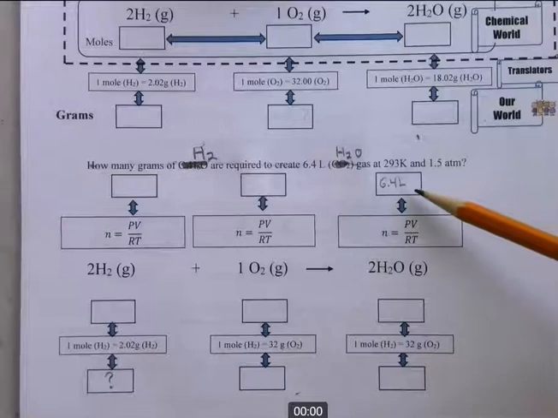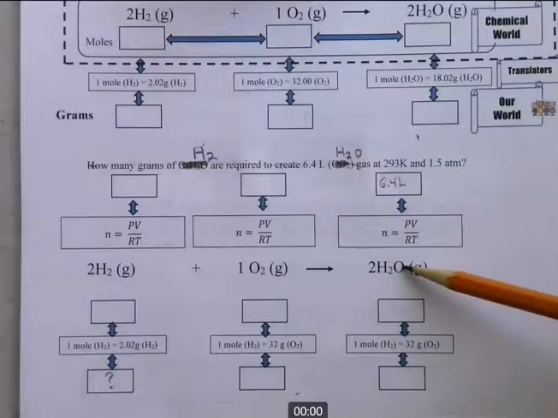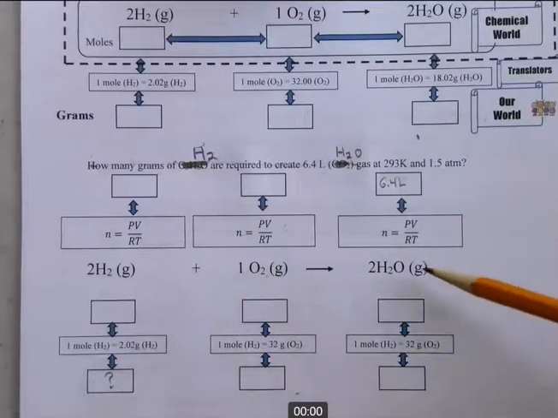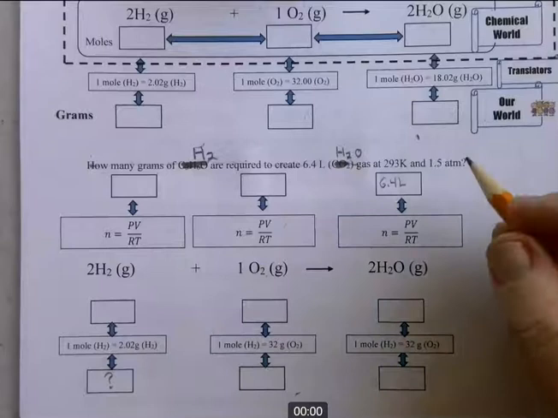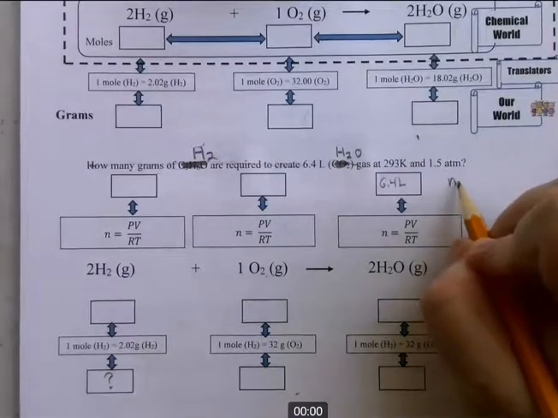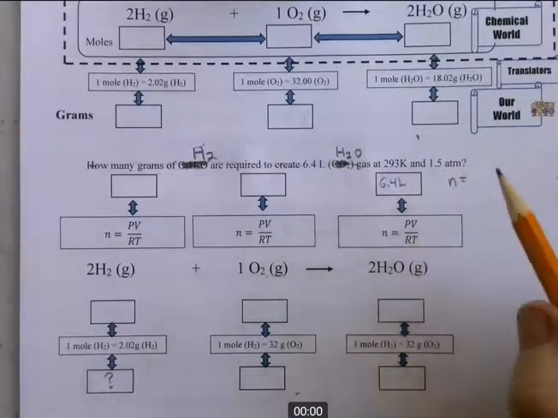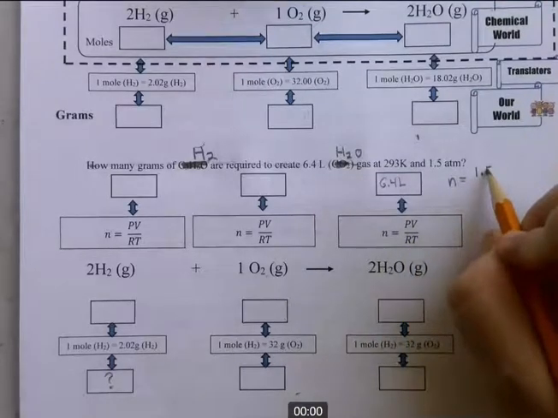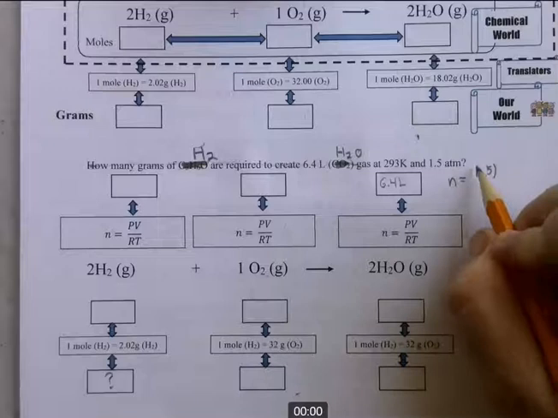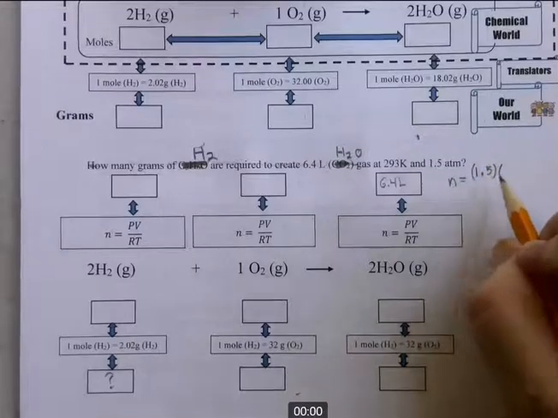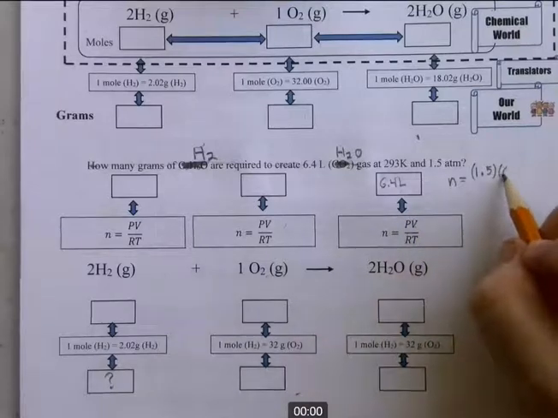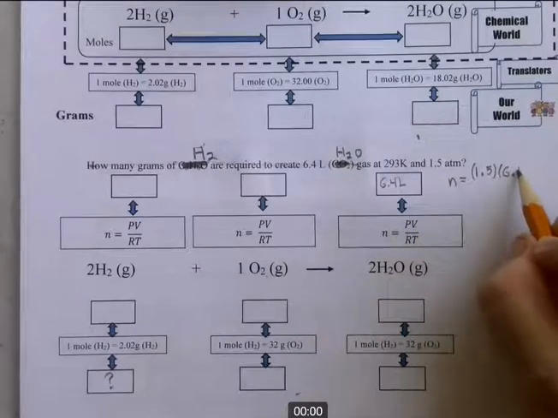We need to come up with some number of moles of H2O. How many moles of H2O? Because this equation only speaks in moles. So what we're going to do is use the formula n equals PV over RT. Pressure is 1.5. I'm going to do something I shouldn't do and not write the units of measure, just to save space. It's 1.5 atmospheres times the volume, which is 6.4 liters. That's the volume we want.